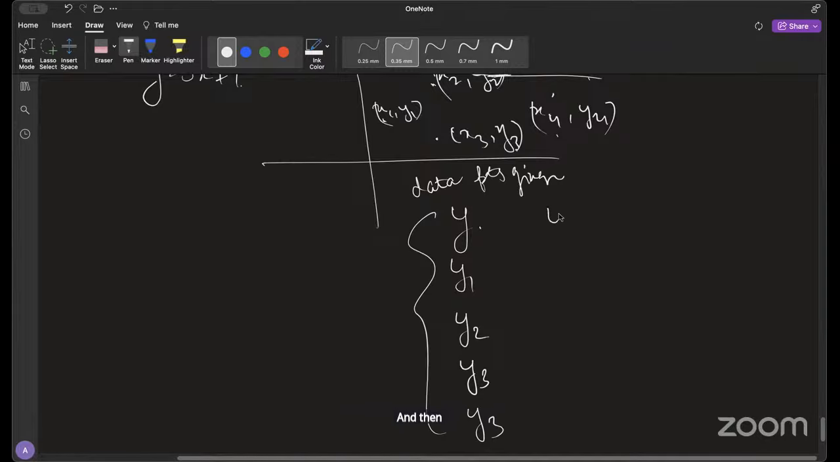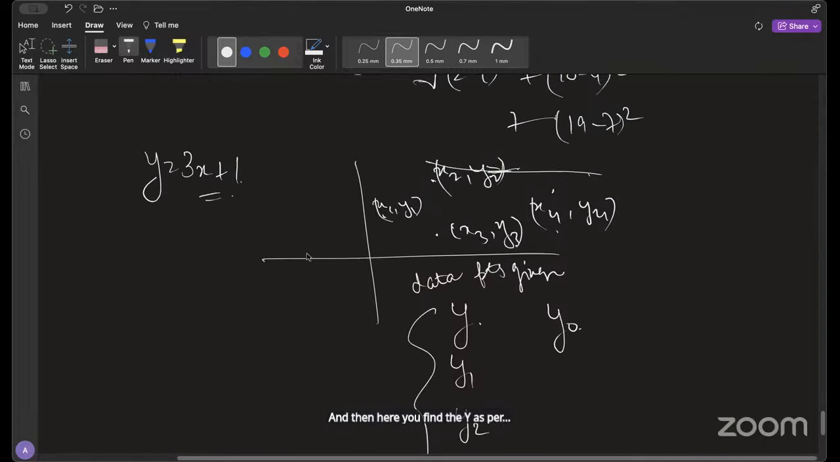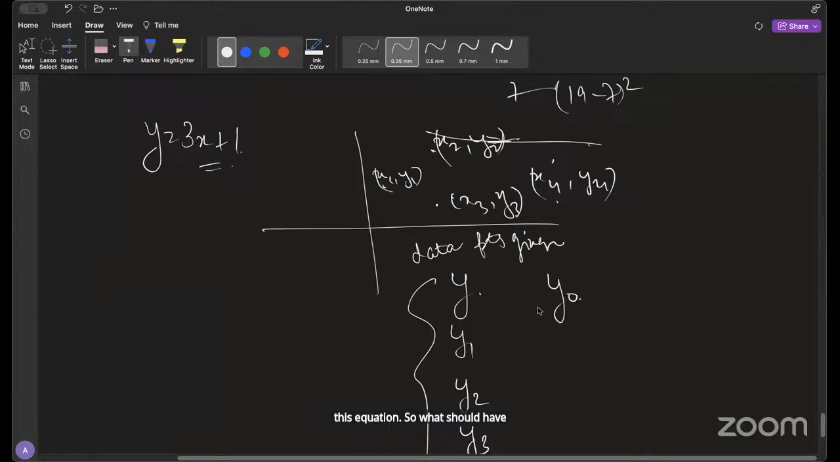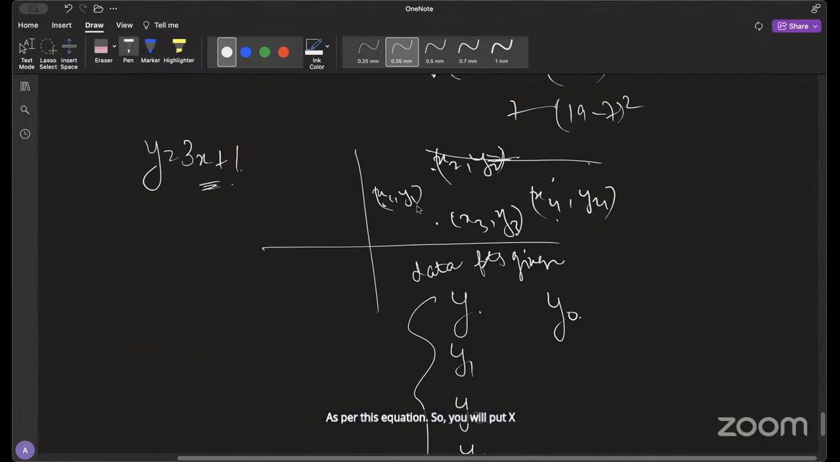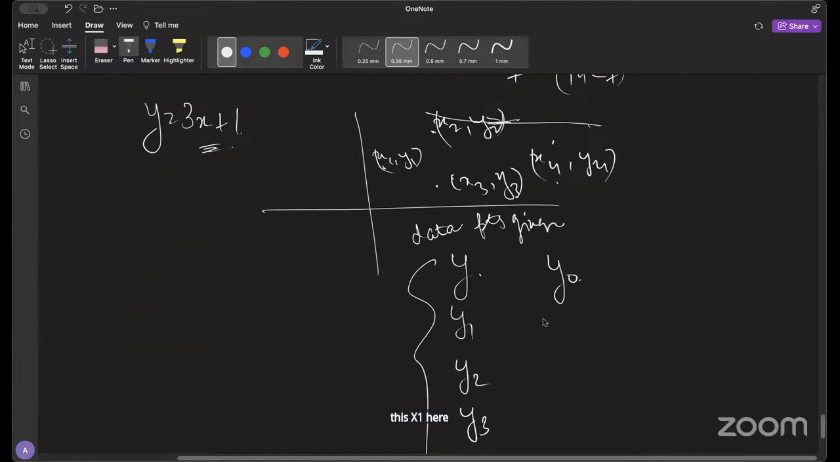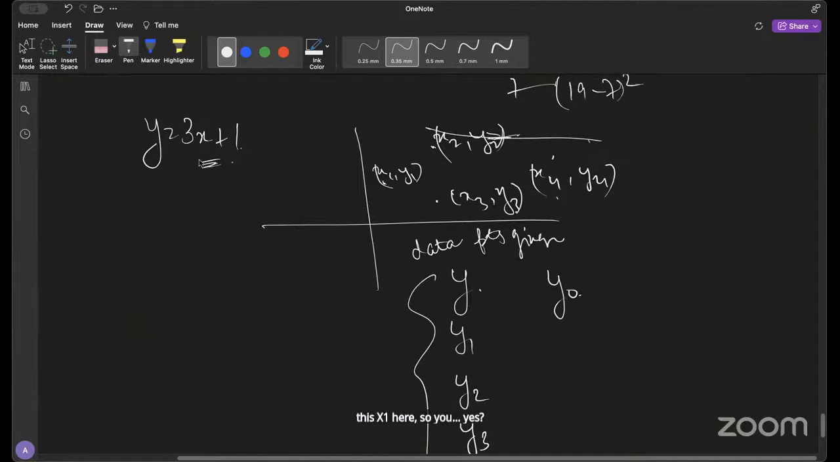And then here you find the y as per this equation. What should have been the y as per this equation? You put x1 here. And if a point lies on the line, then the distance will be 0, right? If there's one point which lies on the line, then the distance will be 0.